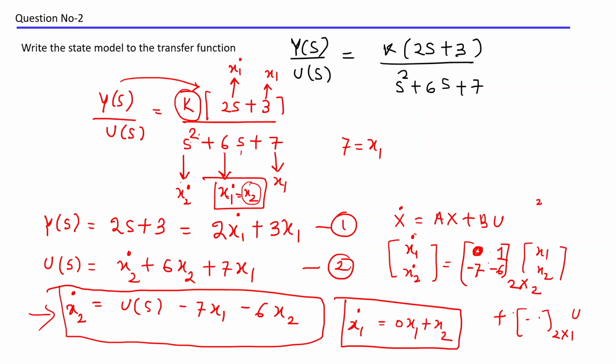Okay, but in the first equation, is there any term related to u? No. In this equation there is no u term. That's why the coefficient of b in the first term will be 0. And coming to x2 star, here the coefficient of u is 1, so here b will be 1. Are you able to follow how I have written this A and B matrix here? Yes, sir. Understood, sir.